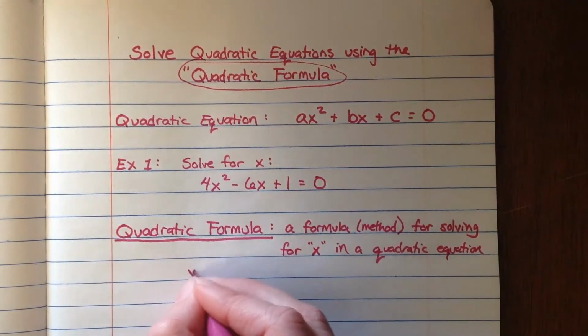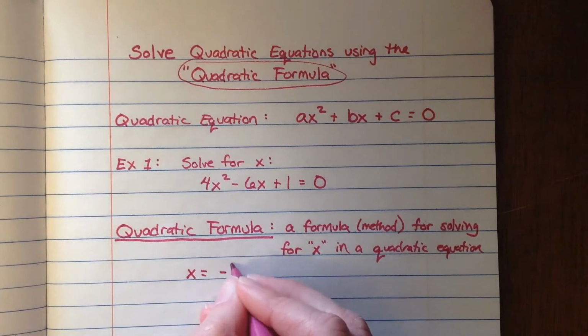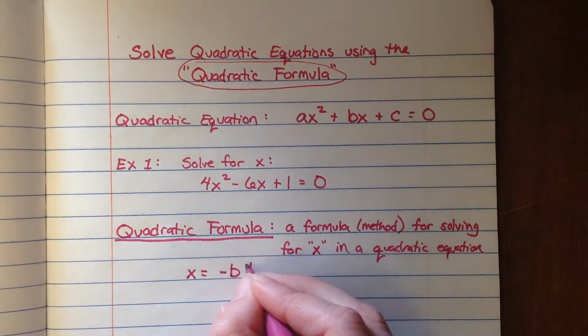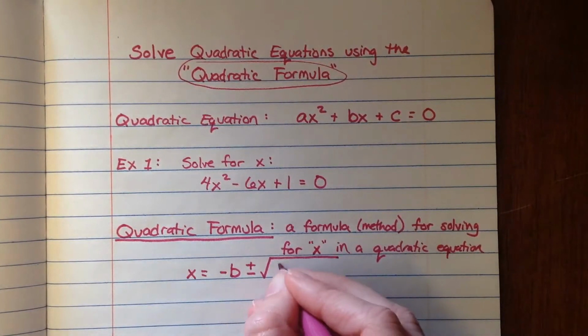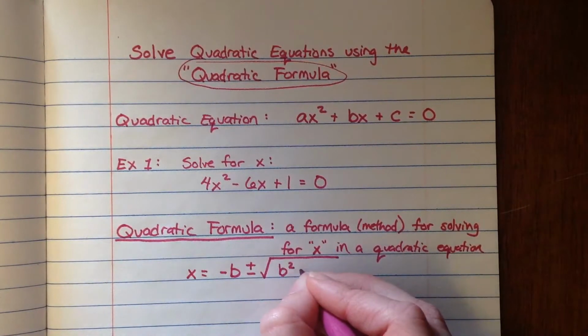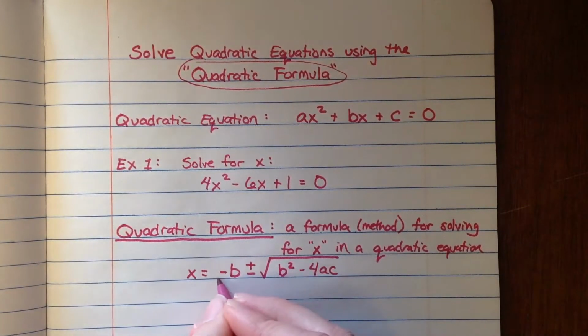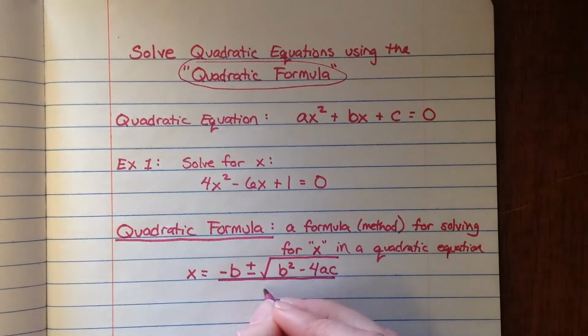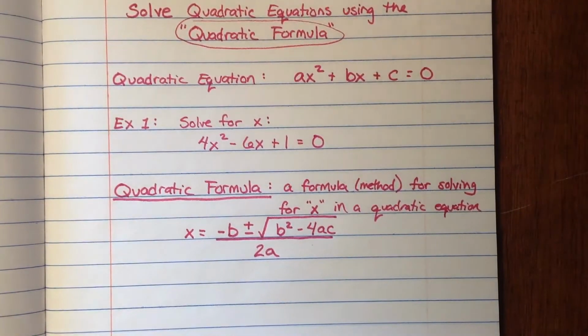So of course we're finding an x value, so it's x is equal to, and here is the rest of it. It's negative b plus or minus the square root of b squared minus 4ac, all under the square root, all of that divided by 2a. Now, I'll give you a second to write that down. I'll give you a second to moan and groan about how complicated that looks, but it's really not actually that complicated. We're going to see it in action.